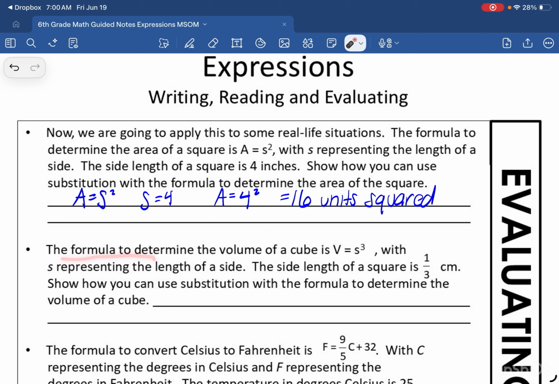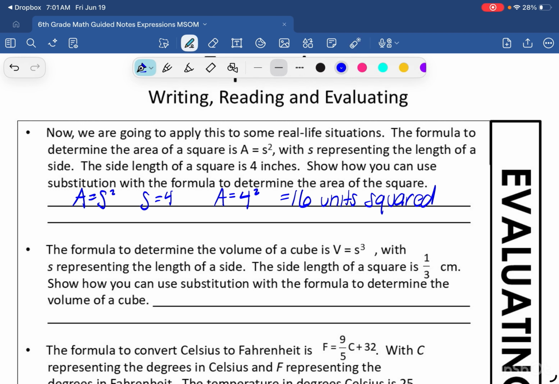The formula to determine the volume of a cube is V equals S cubed, with S representing the length of a side. The side length of a square is 1/3 centimeter. Show how you can use substitution with the formula to determine the volume of a cube.